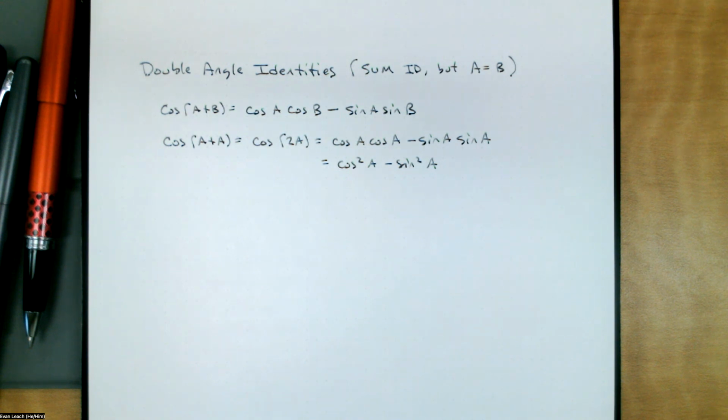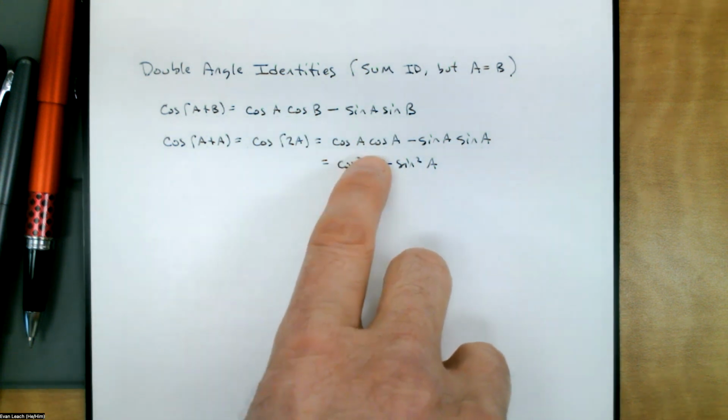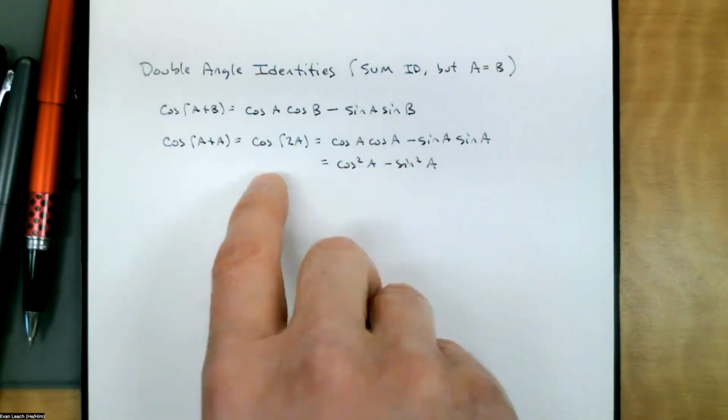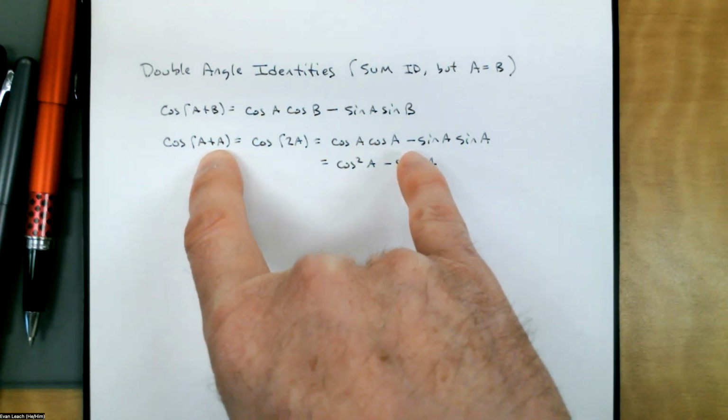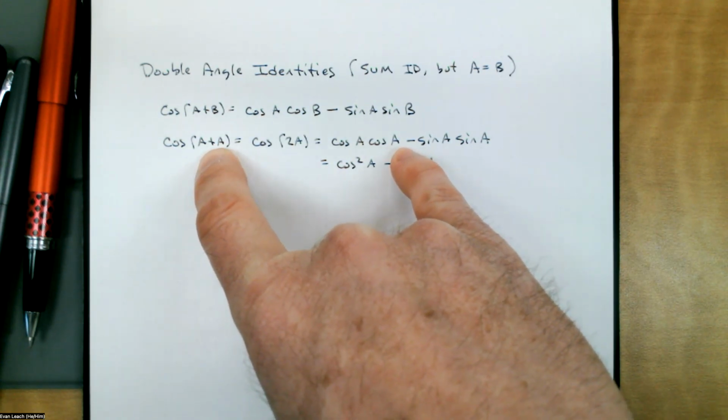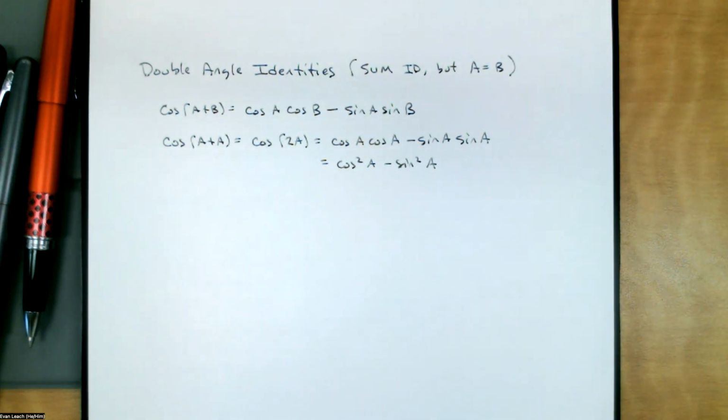Remembering this double angle identity will help us remember the sum and difference identity for cosine. Because if we remember that cosine of 2A is cosine squared A minus sine squared A, this cosine squared happened because there's a cosine cosine, and the sine squared happened because it's sine sine. And it's minus, even though it's plus in the sum, cosine of A plus A. So that helps reinforce remembering our sum identity for cosine.